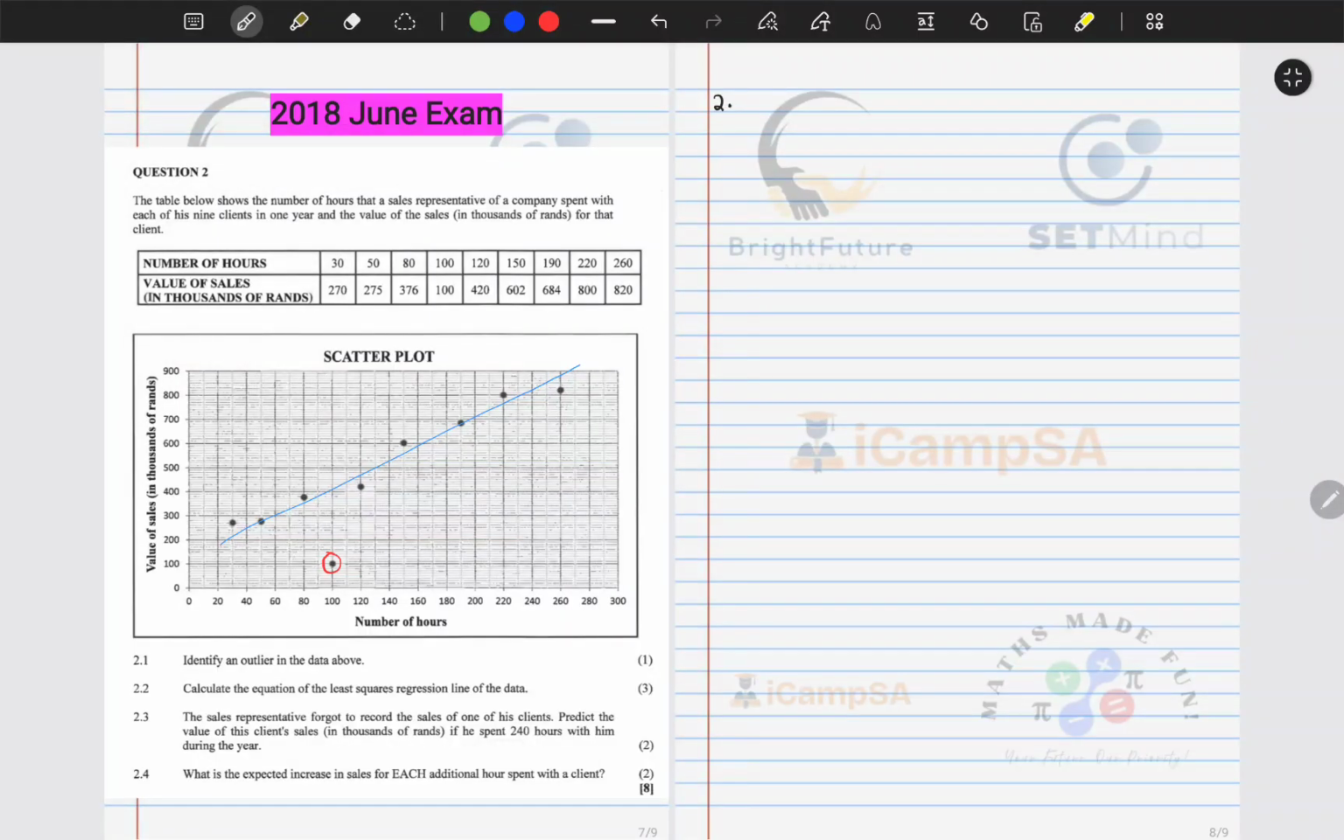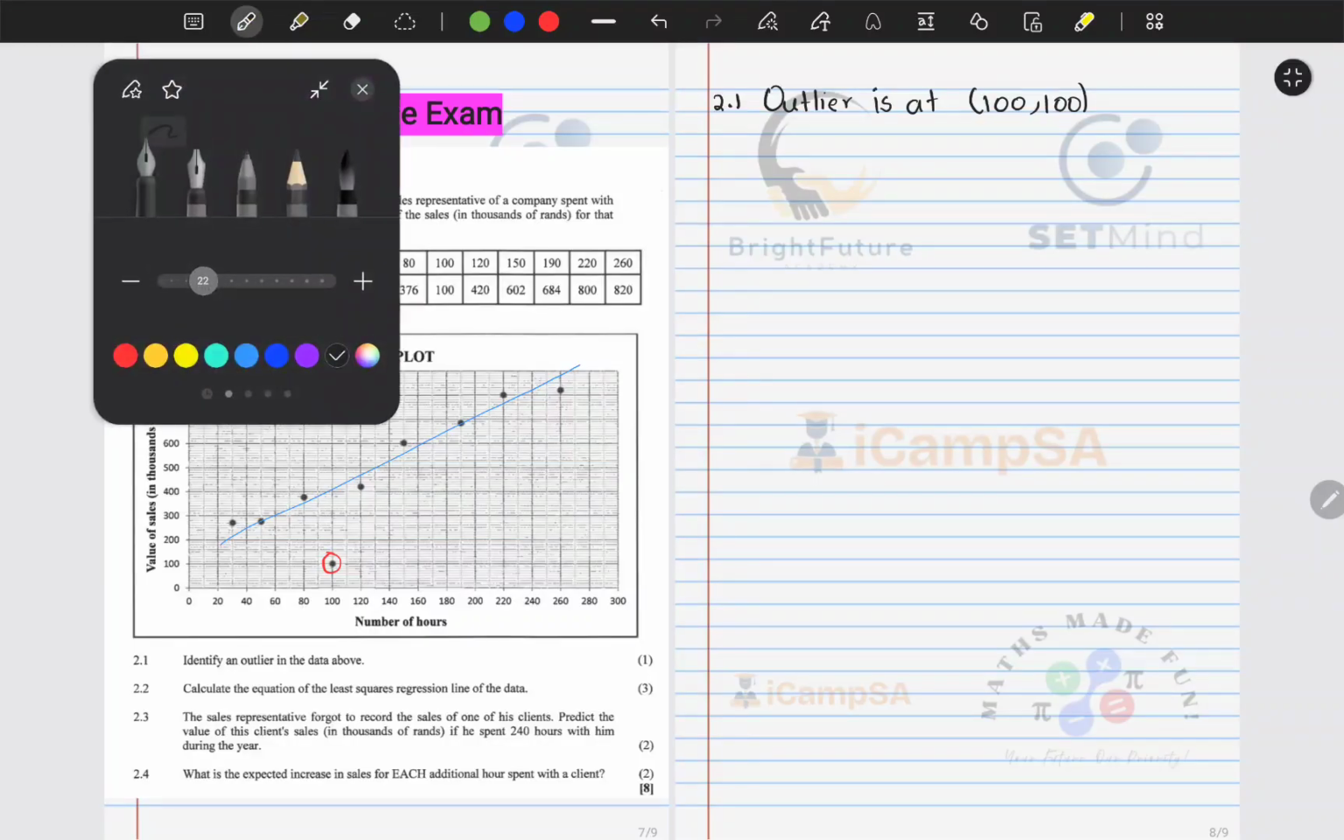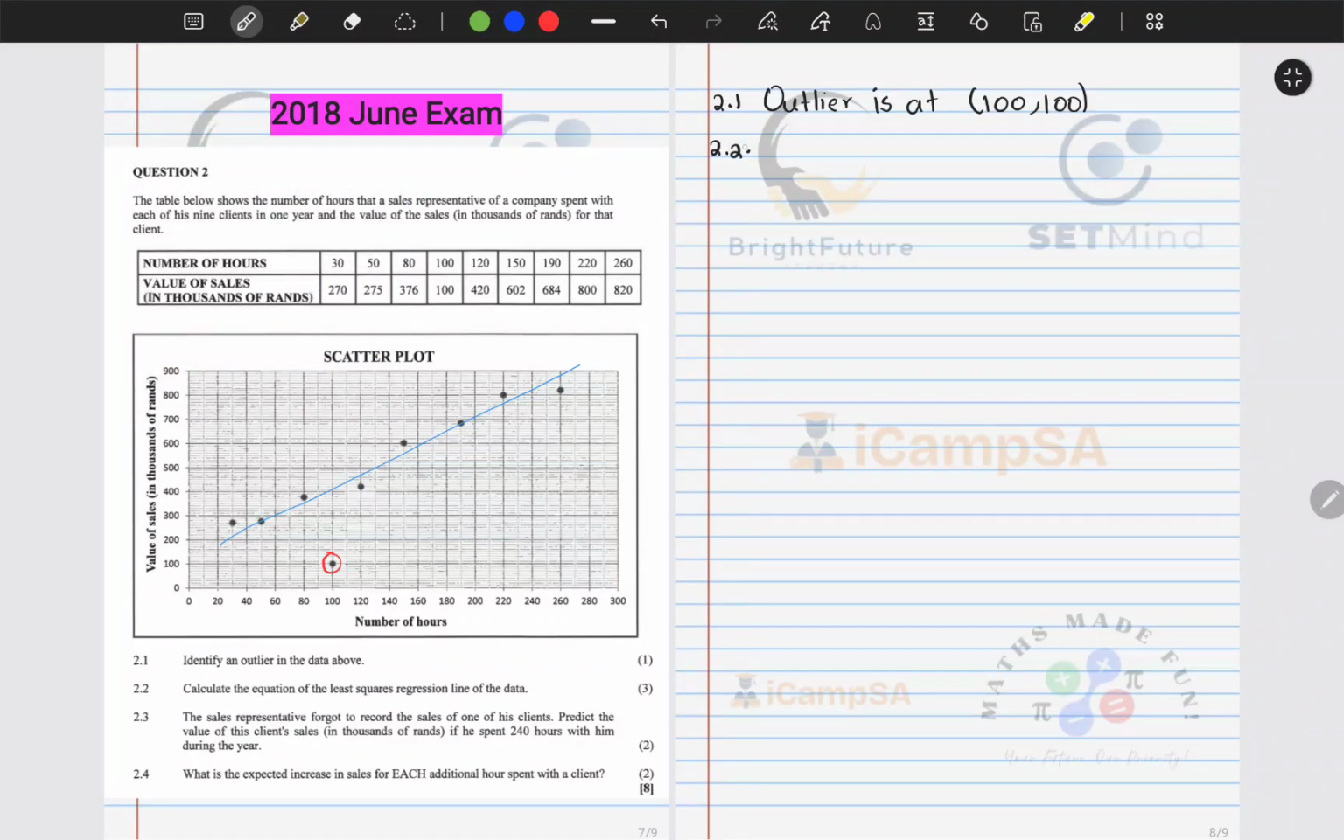So 2.1, we can clearly note that the outlier is at, so I'll just write it as a coordinate. If you look carefully, that's 100 and 100. So meaning the salesman spent 100 hours with this person, and they were able to close a sale that is worth 100,000 rands. Okay, that is what we have. Now let's go to the next question, 2.2.